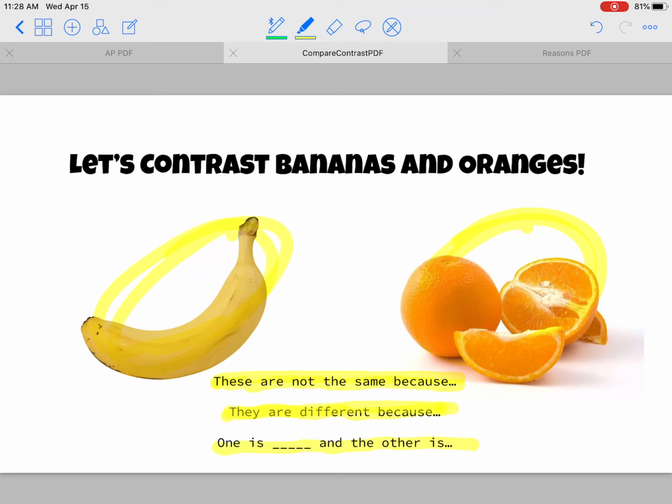They are different because the banana is yellow, the orange is orange. Or one is yellow and the other is orange. Now, I want you to pause the video and I want you to come up with one way that you could contrast bananas and oranges. And remember, you can't use the color.